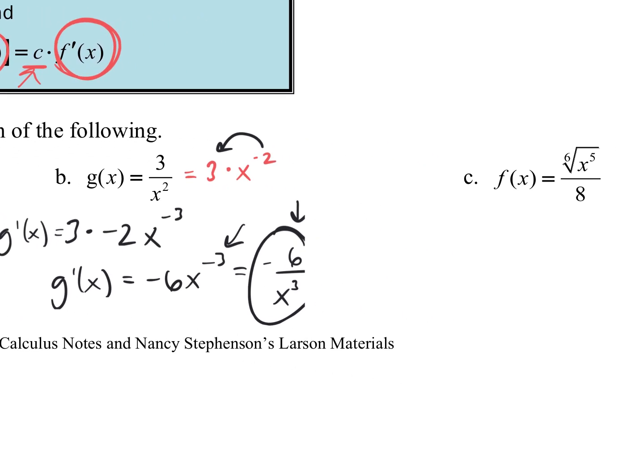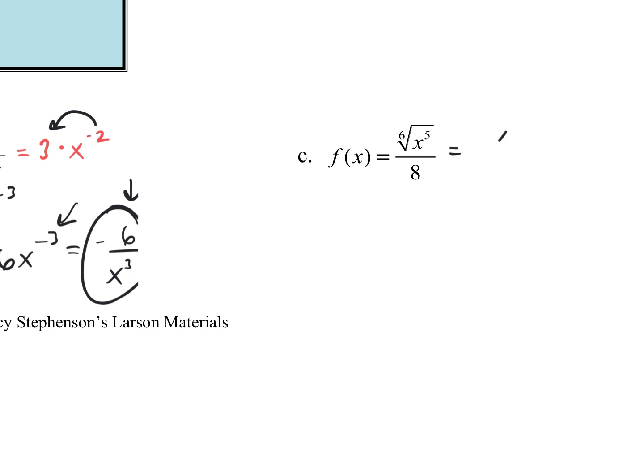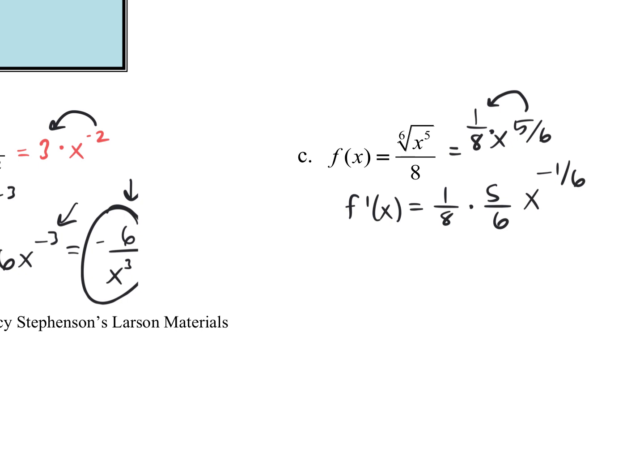All right, letter C, I've got the 6th root of x to the 5th. How could I rewrite that as an exponent? X to the 5/6. Yeah, times 1/8. So I'm going to put a 1/8 in front of that. I think that'll make our lives a little bit easier here. So this 5/6 comes down in front, right? So this becomes, for my derivative, 1/8 times 5/6 times x to the 5/6 minus 1, which equals negative 1/6.